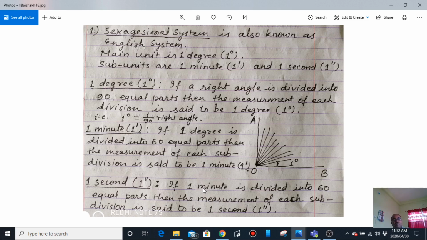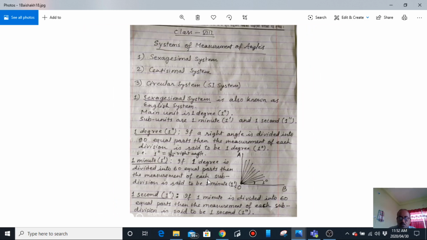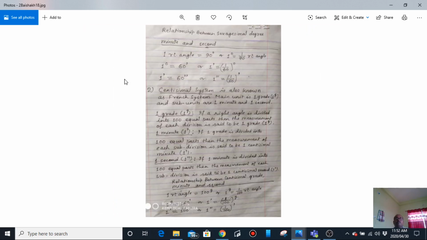Means right angle into 90 parts, then one part is 1 degree. 1 degree into 60 parts, then one part is 1 sexagesimal minute. 1 sexagesimal minute into 60 parts, then each subdivision is called 1 sexagesimal second. This is how to write. See in bracket 1 second. Now let's go to next part.